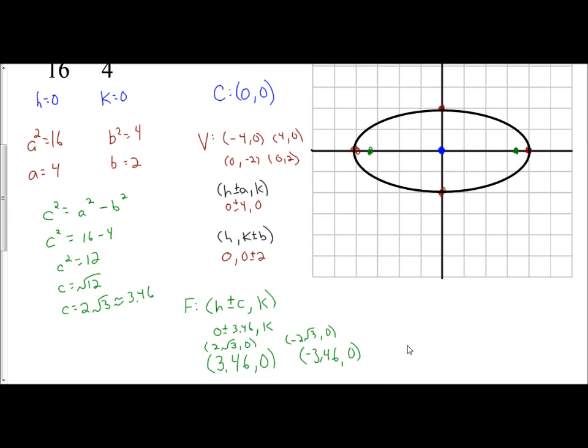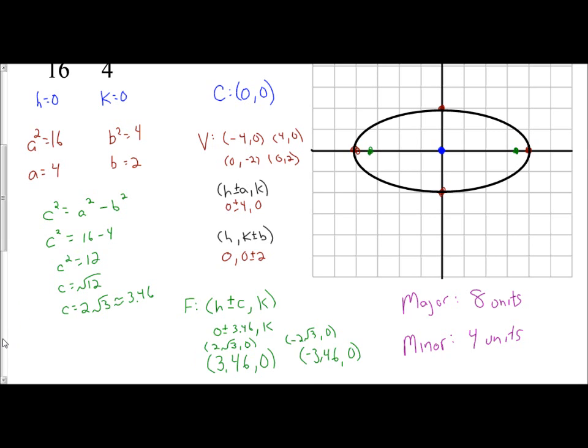So let's find our major. The major axis is going to be, since it's horizontal, twice your A value. And so since I went 4 units to the right and 4 units to the left, my major axis is 8 units. The minor axis is twice your B value for this. And so since I went up and down 2, my minor axis is 4 units. So that's all the information I need: my center, my vertices, my foci, the length of the major axis, length of the minor axis.